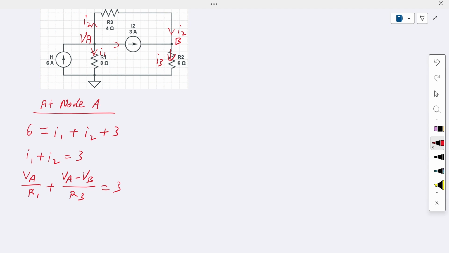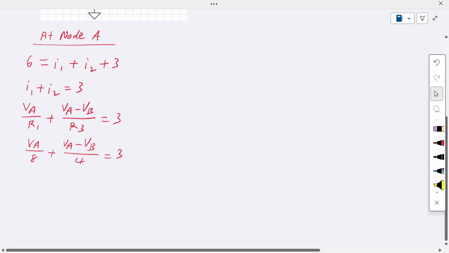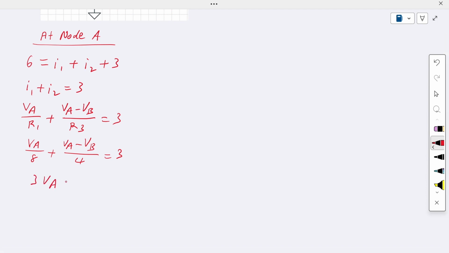In this case, we substitute the R1 and R3 values. We have VA over R1, which is 8 ohm, plus VA minus VB over R3, which is 4 ohm, equal to 3. Now we can simplify this. After we simplify, we get 3VA minus 2VB equal to 24. That is equation number 1 that we get from node A.